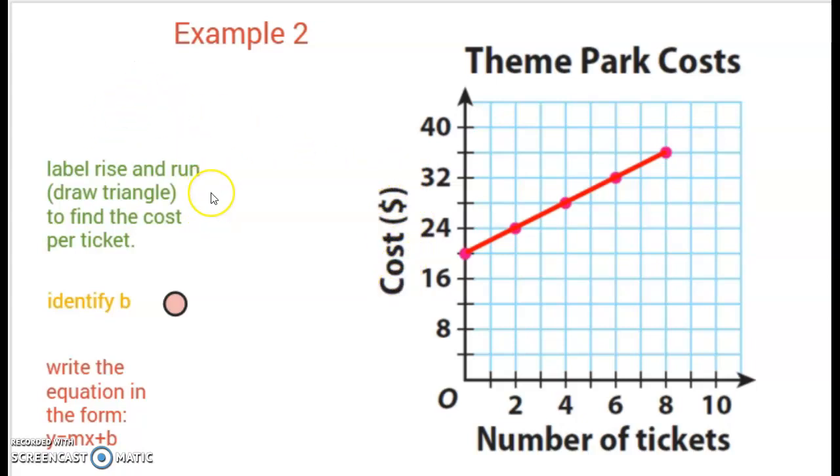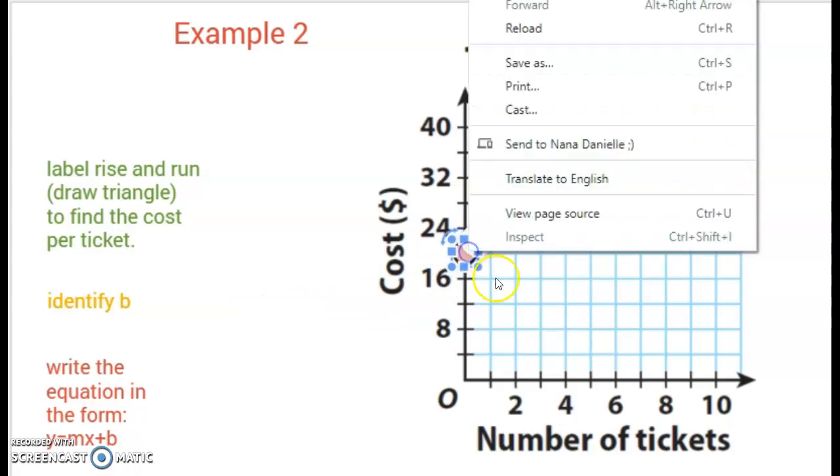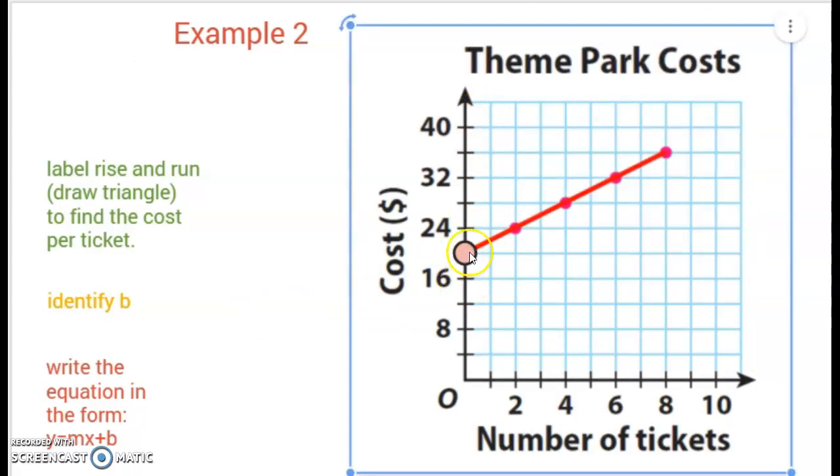So I like to start right with our checklist. I like to start with my B. So I'm going to go ahead and go put my B first. I'm going to move it to be right there on the y-axis, right? Guys, notice that that number is 20.